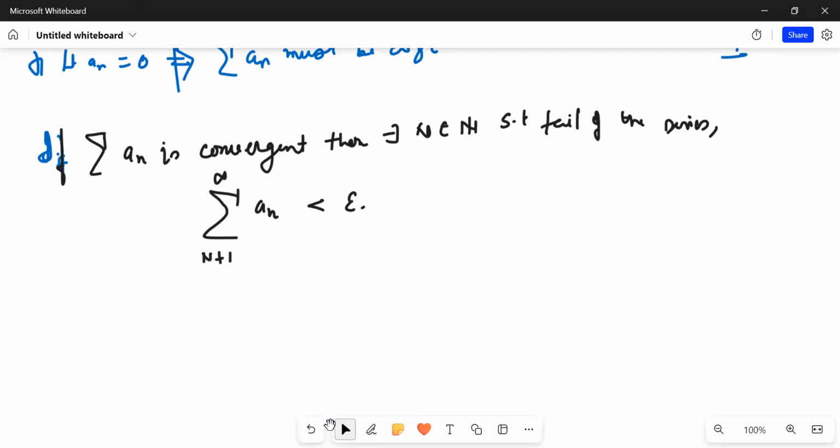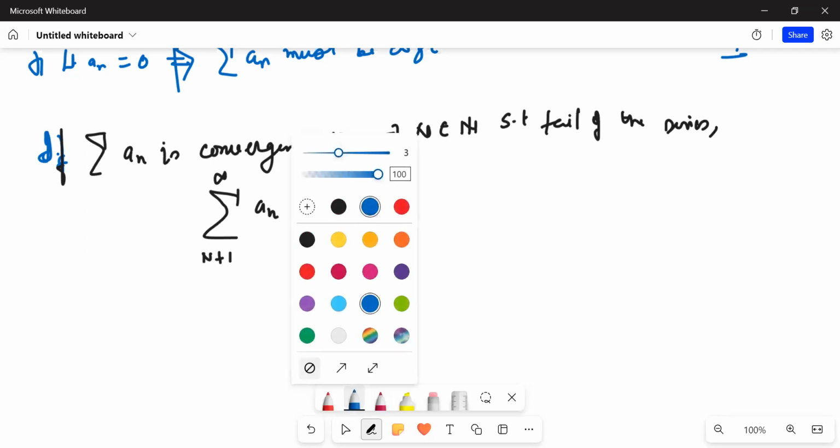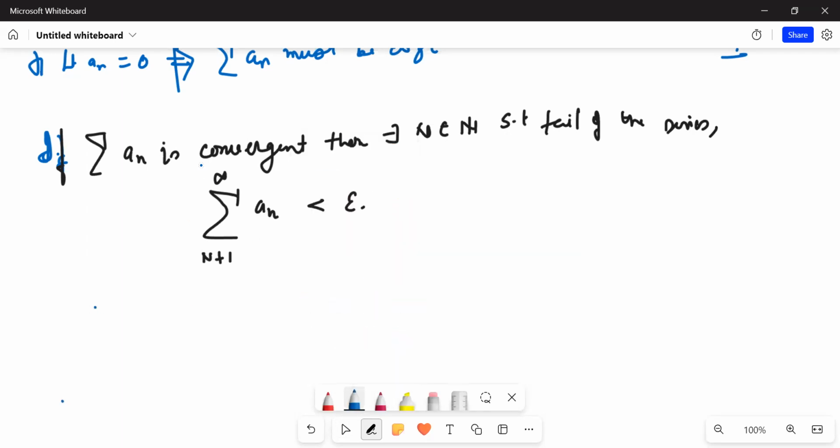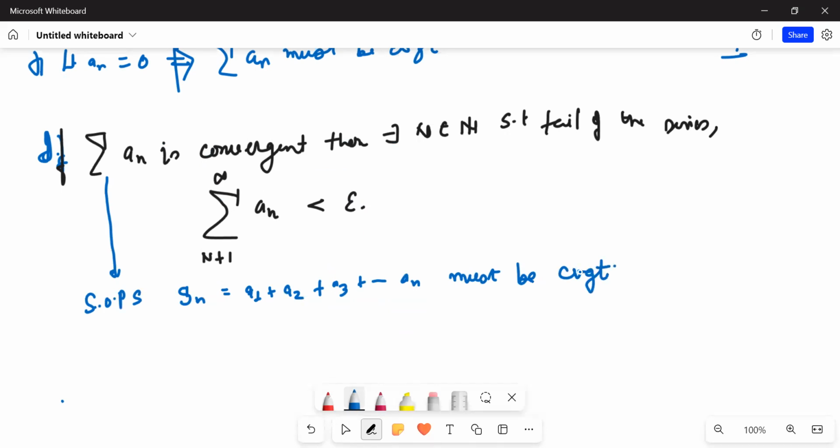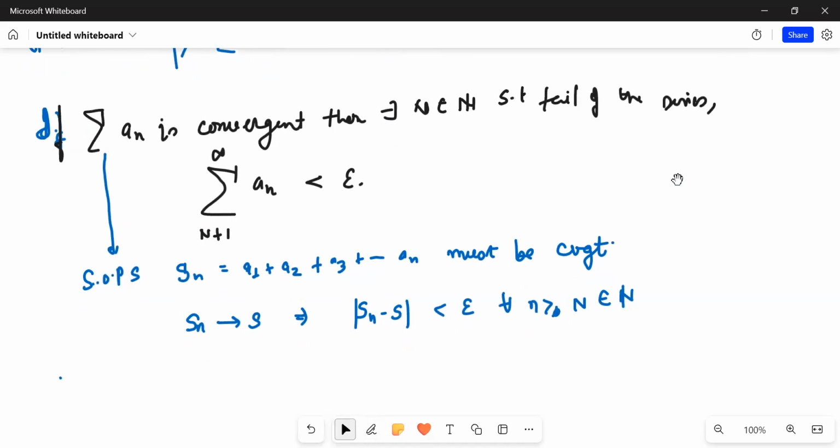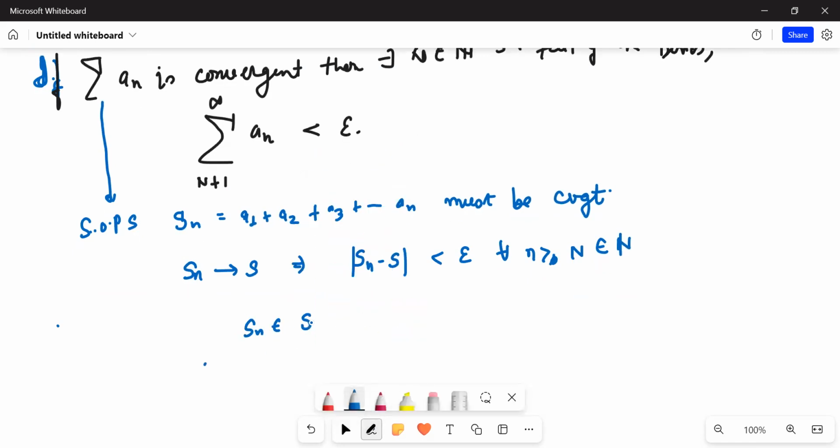So how to go about it? It is an easier observation. If I'm saying that summation an is convergent, then Sn, which equals a1 plus a2 plus a3 up to an, must be convergent, say to S. Which implies that modulus of Sn minus S can be made less than epsilon for n greater than some number, let's say N. I can say that all the elements of Sn must lie between S minus epsilon and S plus epsilon.